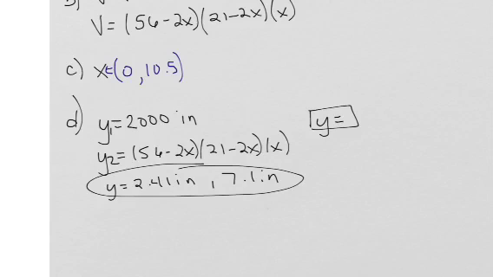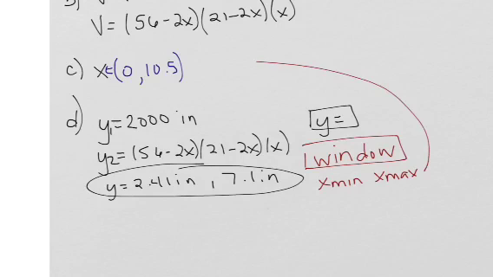Remember, it's very important to set your window appropriately on these problems. If you hit the window button, we want our x-min and our x-max to come from the domain. So we're going to set those equal to 0 and 10.5. If we do that and then hit the zoom button and 0 for zoom fit, we get an appropriate window that makes a very nice graph and gets this part of the graph maximized to our window. It's really important for part E, where it's asking us for the maximum.